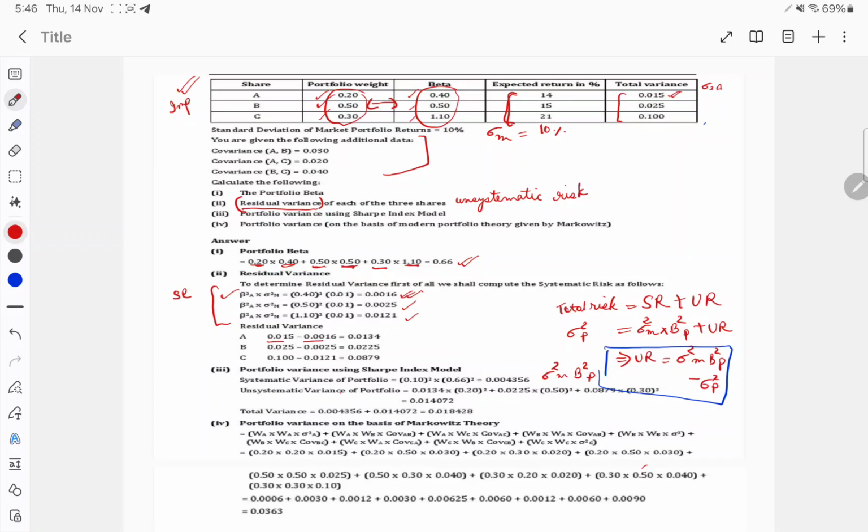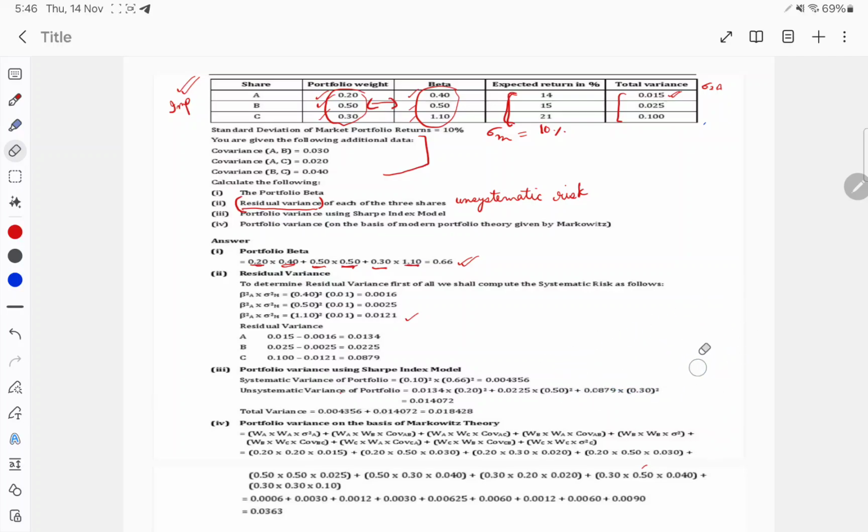So basically whenever in the question you have to calculate unsystematic risk, you will use the formula: unsystematic risk is equal to the total risk minus systematic risk. So systematic risk is basically the variance of market into the beta square of the stock, suppose A is the stock.